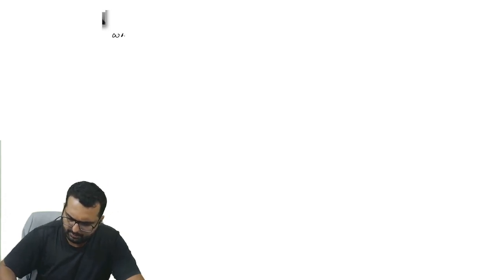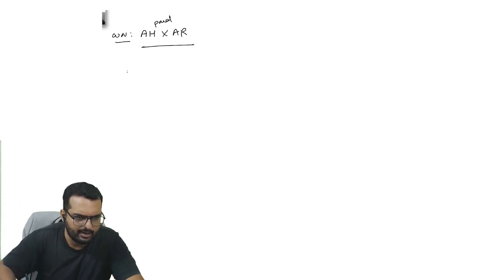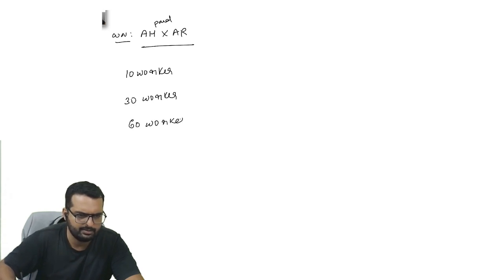Next working note: actual hours into actual rate. Actual hours paid into actual rate. We'll put it this way. We'll write down the table. It will be 10 workers, then 30 workers, and the last one is 60 workers.